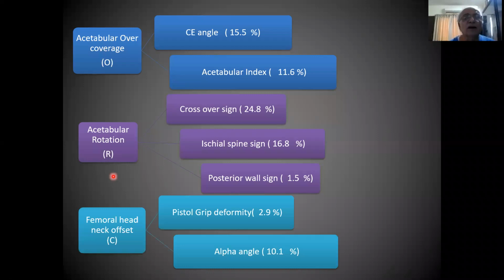And the third part is femoral neck junction, that is pistol grip and alpha angle. So we have very small numbers here, as I told you, the pincer was much more common in our country than the cam type. So this is the way we classified, and this has been published already in the Journal of Arthroplasty, one of the mind-blowing papers from our country.